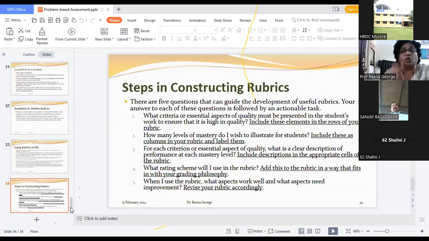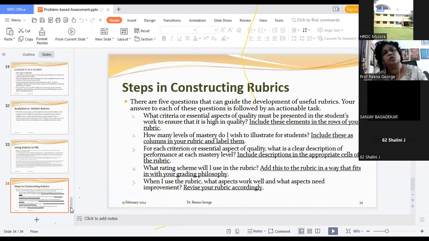That is, what criteria or essential aspects of quality must be presented in students' work? So you are going to evaluate a particular work. What are the criteria that should be evaluated? Okay. So, for example, let us start from what we are familiar with. You are evaluating the teaching practice. What are the criteria that should be evaluated? This is what we give in rows, in the top row.